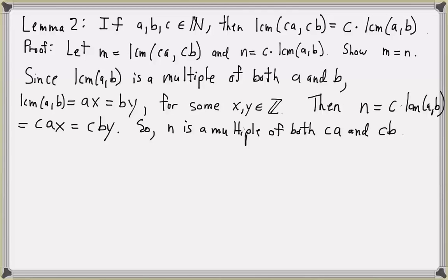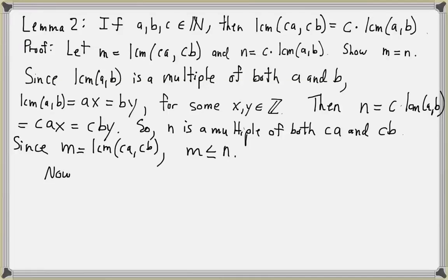Since M is the smallest multiple of CA and CB, we see that M is less than or equal to N. So since M equals the least common multiple of CA and CB, and N is a multiple of CA and CB, it must be true that M is less than or equal to N. Now I'm going to show that N is less than or equal to M, and we can conclude that M equals N.